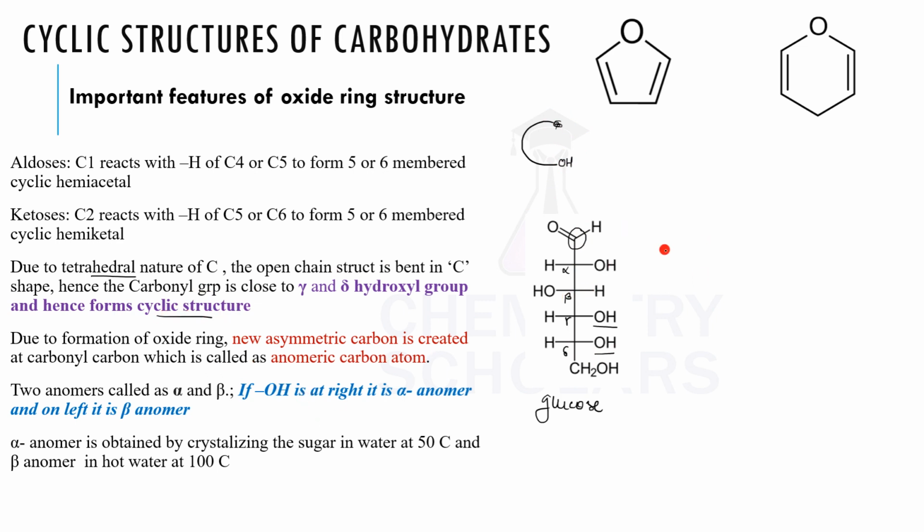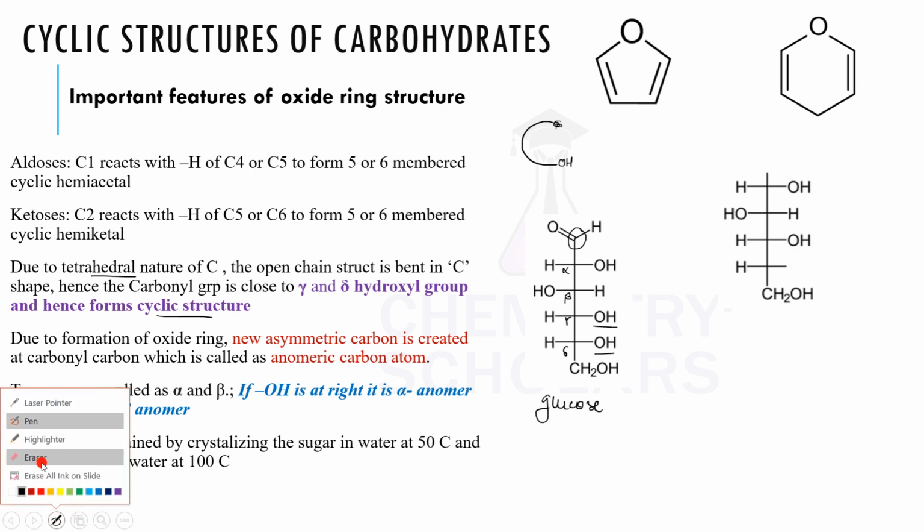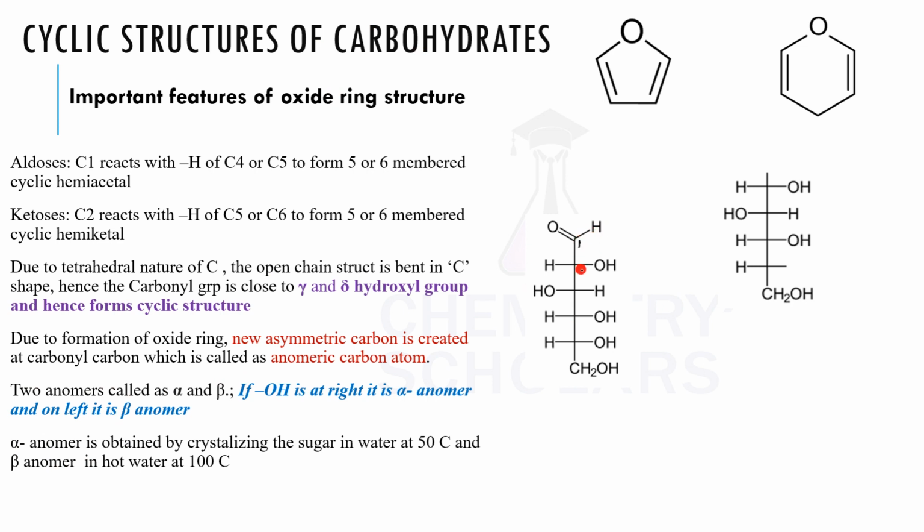And because of this cyclic structure, for example, let's take the formation of a six-membered ring. So this is the first carbon, second carbon, third carbon, fourth carbon, fifth and sixth. To get a six-membered ring, we have to react aldoses between the first and fifth carbon atom. So the H of this will react with the oxygen to form OH, and this carbon will form a bond with this oxygen. This was the oxygen which was present over here. This is the formation of the oxide ring.